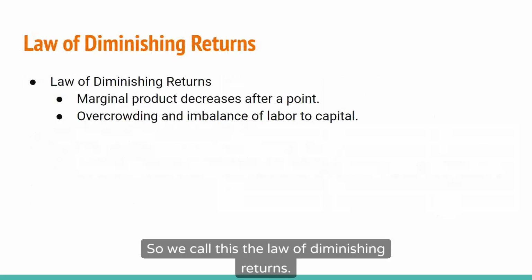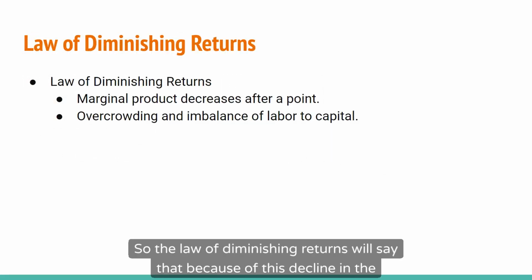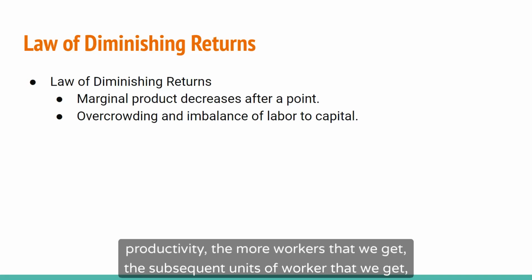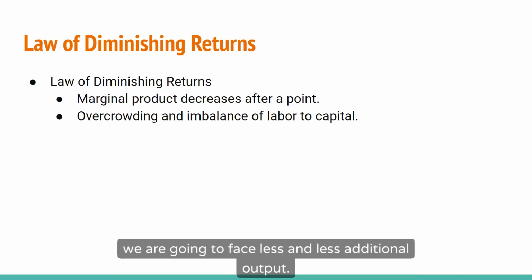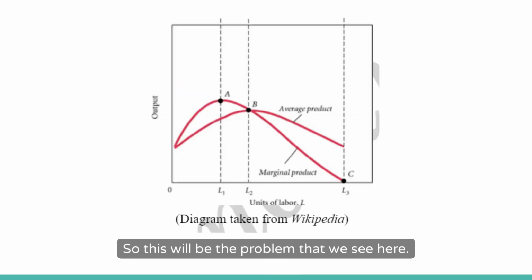Okay, so we call this the law of diminishing returns, right? So the law of diminishing returns will say that because of this decline in the productivity, the more workers that we get, the subsequent units of worker that we get, we are going to face less and less additional output. So this will be the problem that we see here, right?